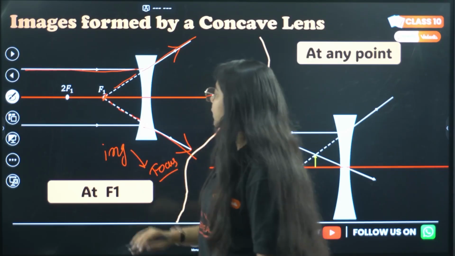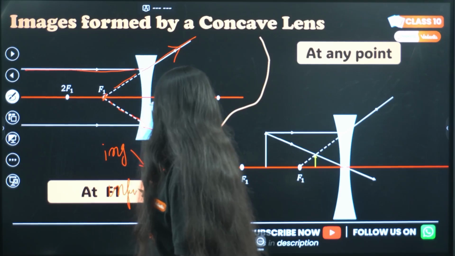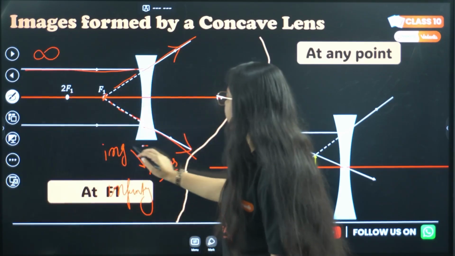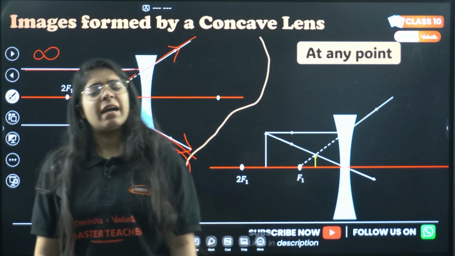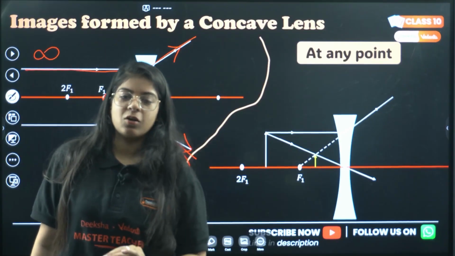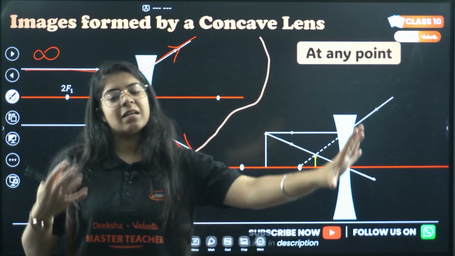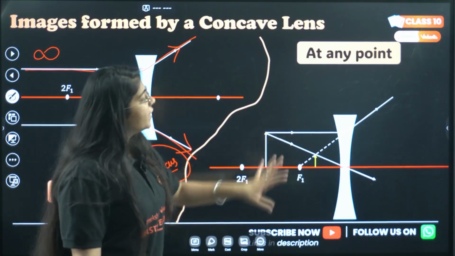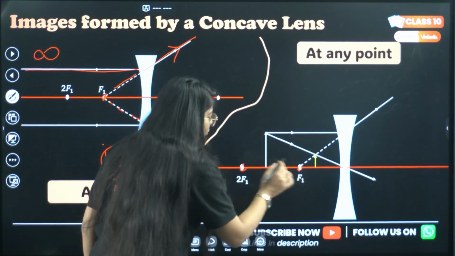Again, when the object is at infinity, my image will be at focus. For concave lens, convex lens, concave mirror, convex mirror, for everything, when the object is at infinity, the image will be at focus. Correct? Now for any point, we took one point between 2F2 and 2F1 and F1.